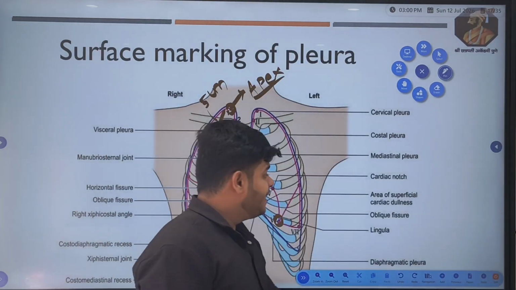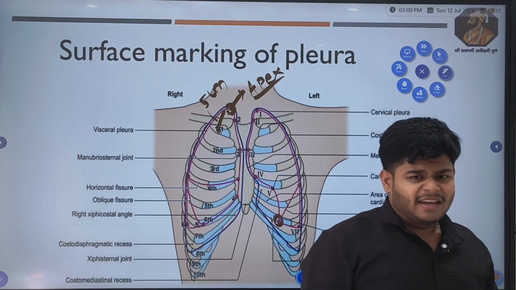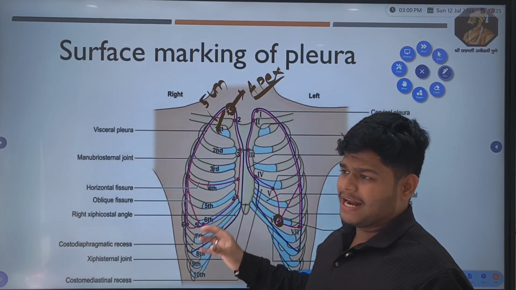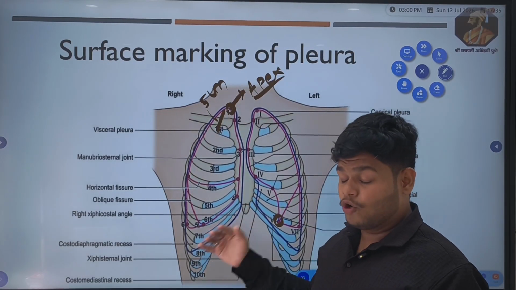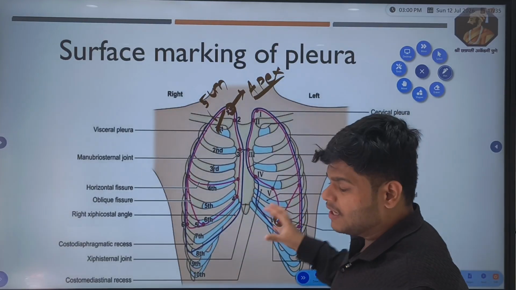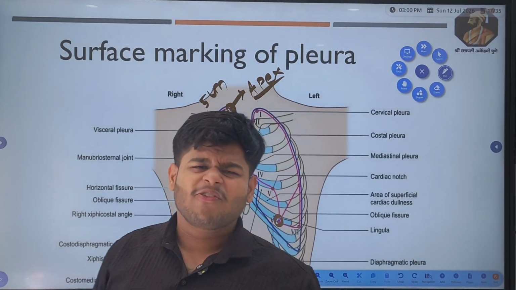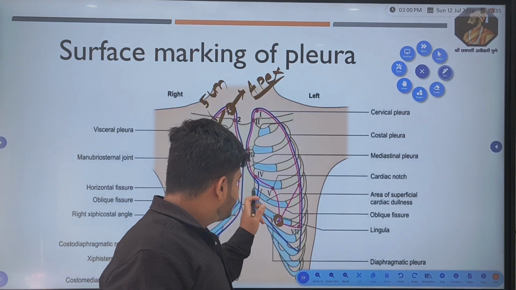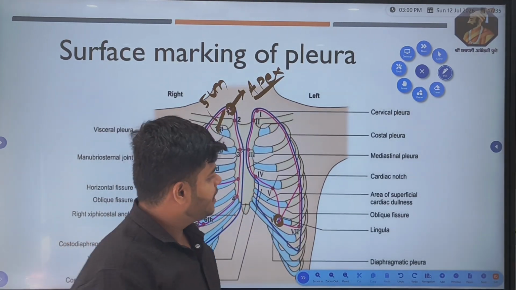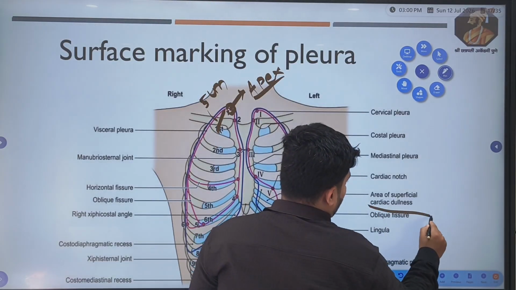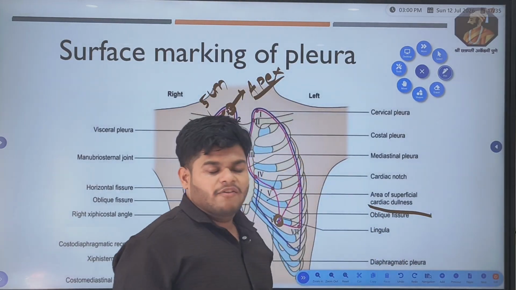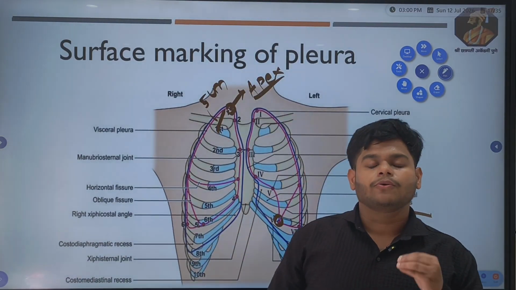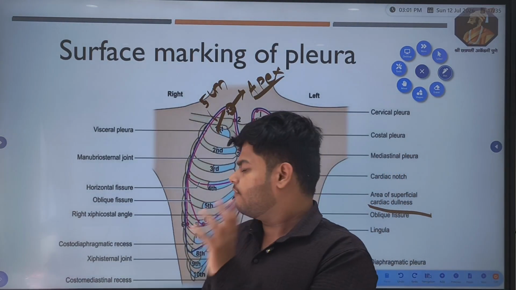It is called the cardiac notch, and here there is only the pleura which covers the pericardium, so it is very hard to hear the percussion note on this surface. Hence it is called the area of superficial cardiac dullness, where you can't do percussion over this surface.